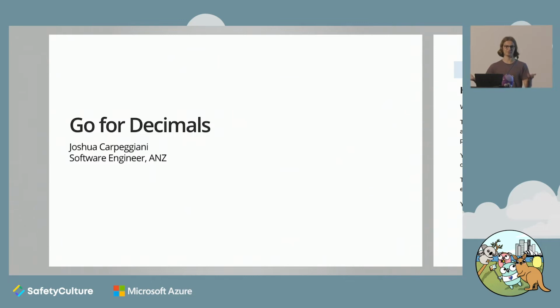G'day everyone, I'm Joshua Carpeggiani. I'm a university student at the University of Melbourne, and I'm lucky enough to be working as a part-time software engineer at ANZ as a result of a Go project I did on decimal data types, which I'll be talking to you about today. And it's actually kind of a funny story about how I got going on this project.